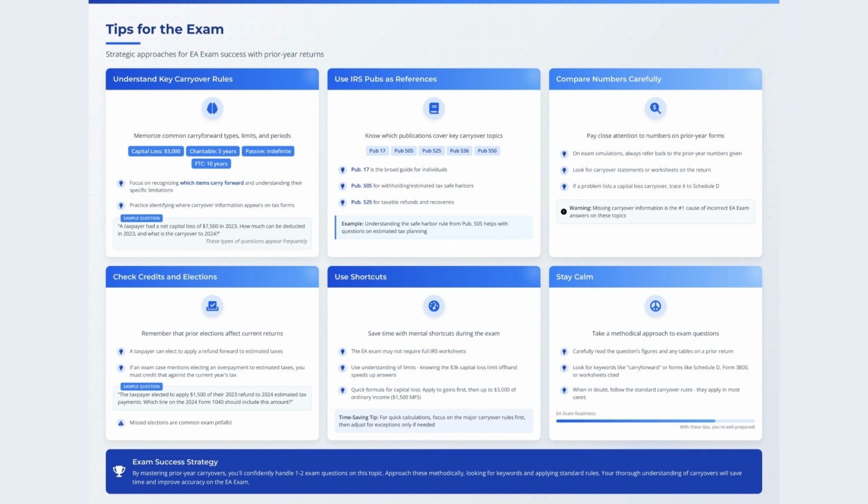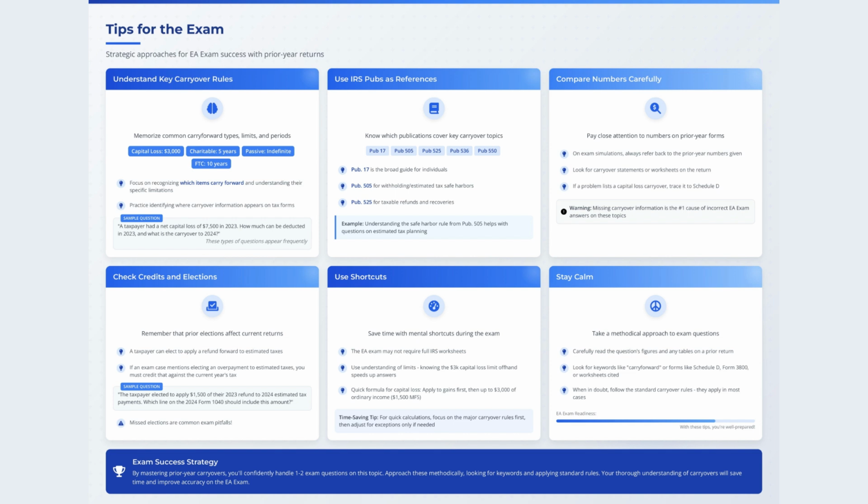Number 2. Use IRS publications wisely. You don't need to memorize every IRS publication, but you do need to know which ones to reference. Pub 17 is the general guide for individuals. Pub 505 explains estimated tax and safe harbor rules, very helpful for planning questions. Pub 525 tells you which refunds and recoveries are taxable, like when a state tax refund becomes income. These pubs give you the logic behind the rules, so when in doubt, check them.